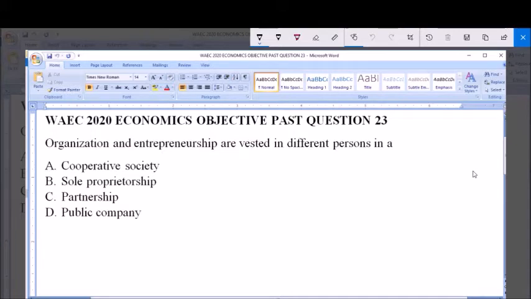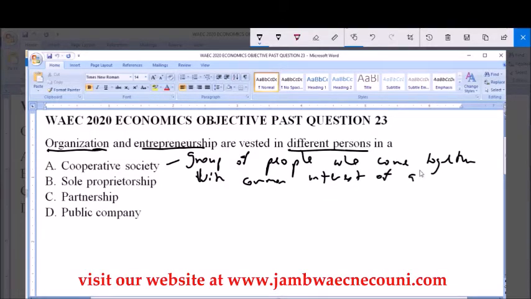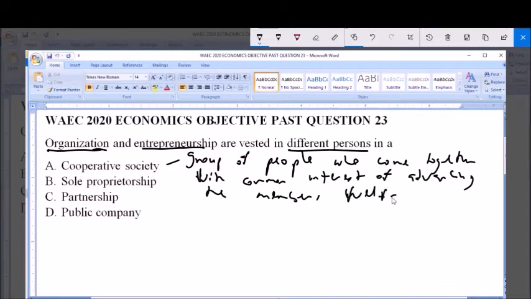Organization and entrepreneurship are vested in different persons in A, cooperative society, B, sole proprietorship, C, partnership, D, public company. So you have various types of companies here, and we are asked for the company in which organization and entrepreneurship are vested in different persons. Now, option A says cooperative society. A cooperative society is made up of a group of people who come together with a common interest of advancing the members' welfare. So that is the common interest of that group of a cooperative society.